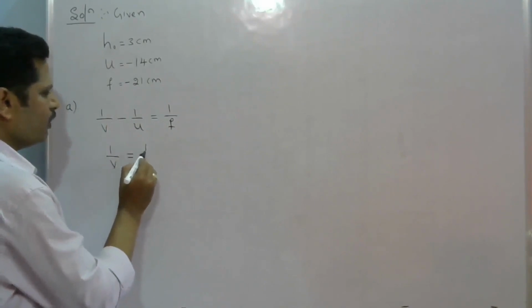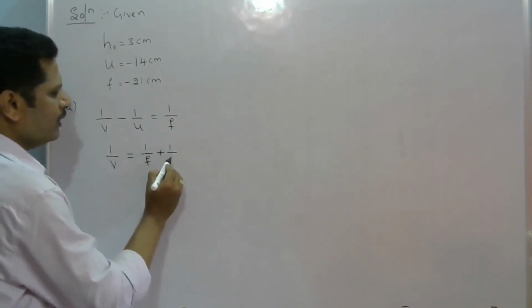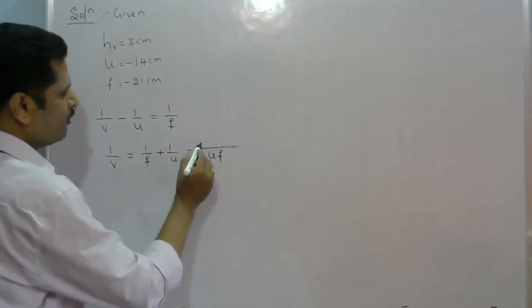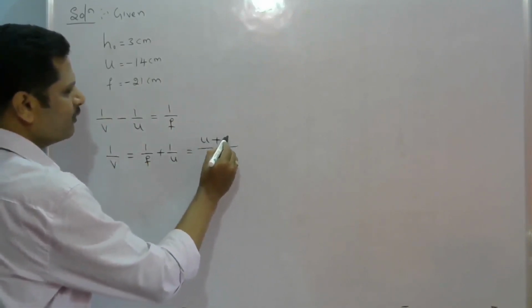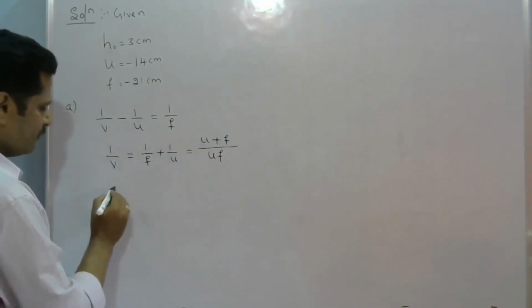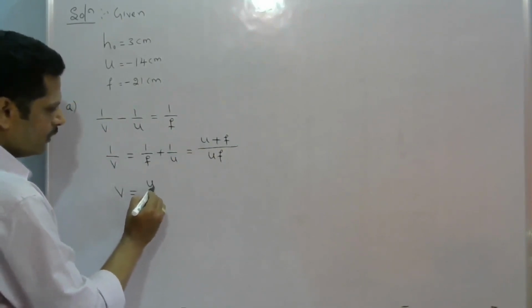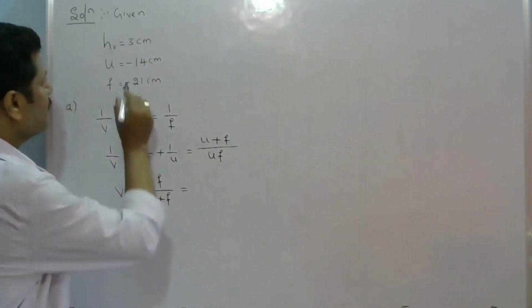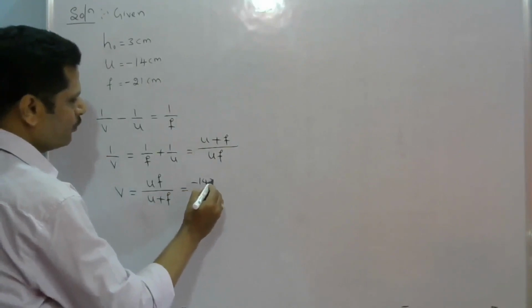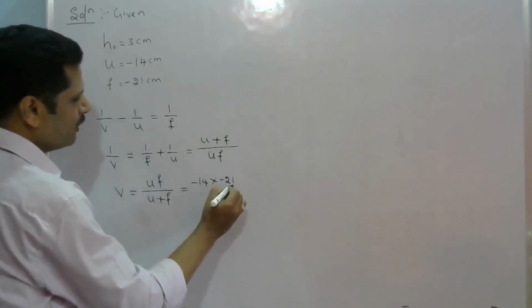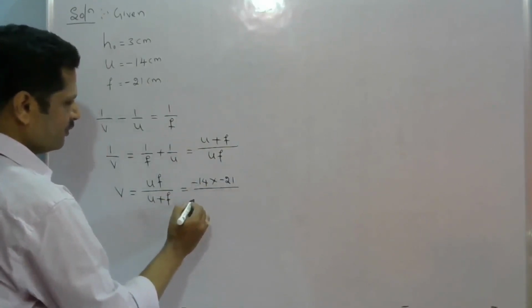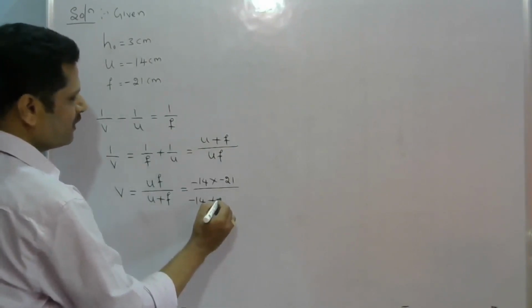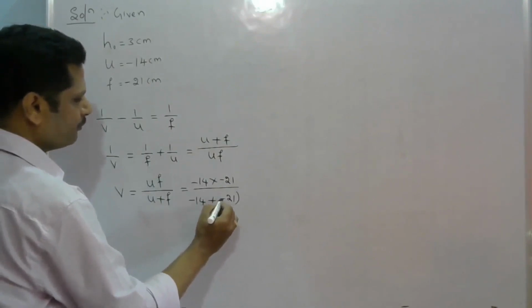1 by V equals 1 by F plus 1 by U. On simplifying this, let me take LCM as UF, and then here we will get U plus F. Now what we want is V. So V equals UF divided by U plus F. Substituting the values, U equals minus 14 and focal length is minus 21, divided by U is minus 14 plus focal length minus 21.